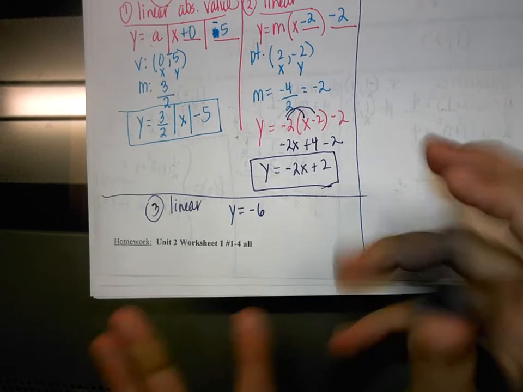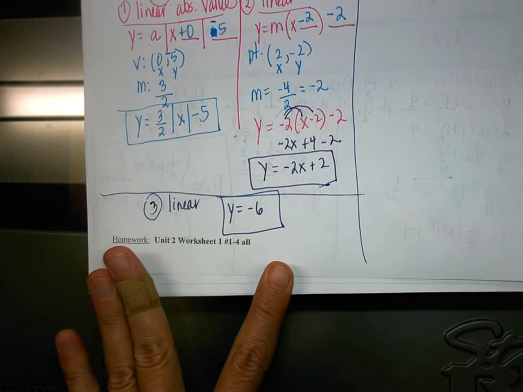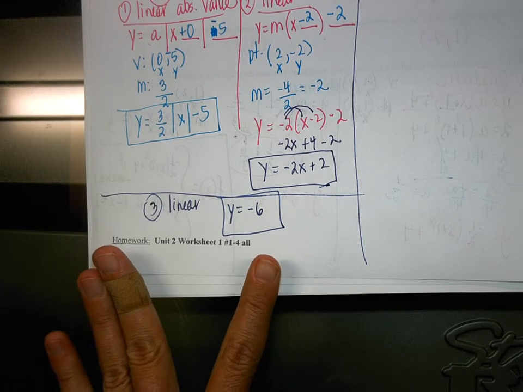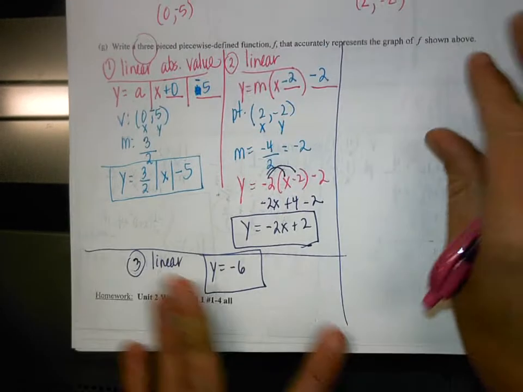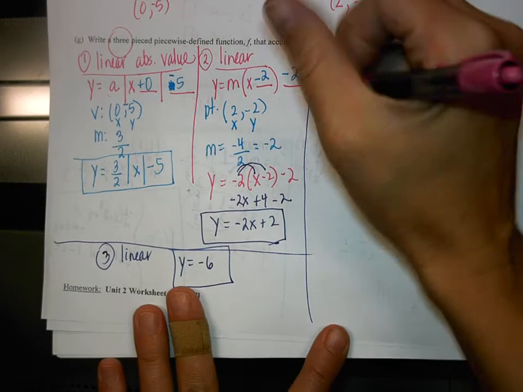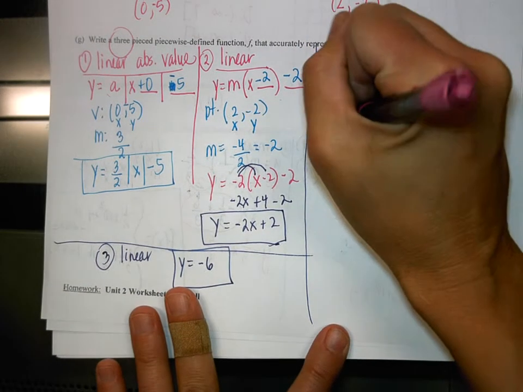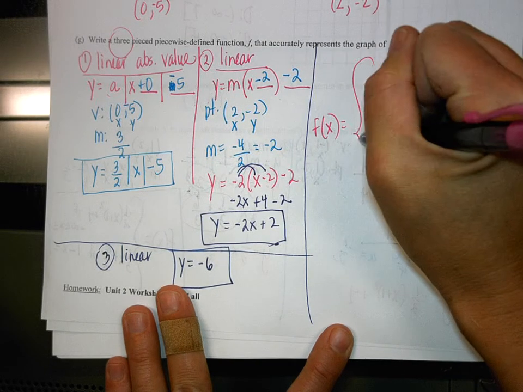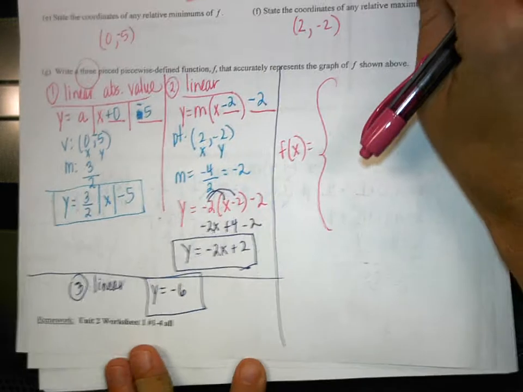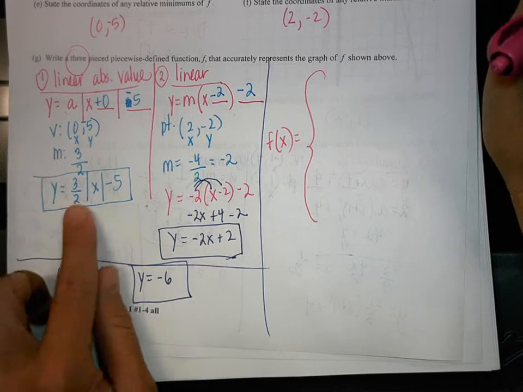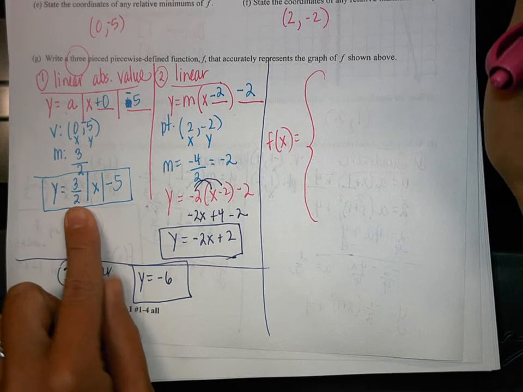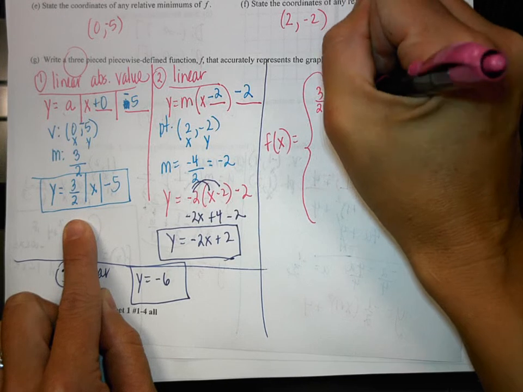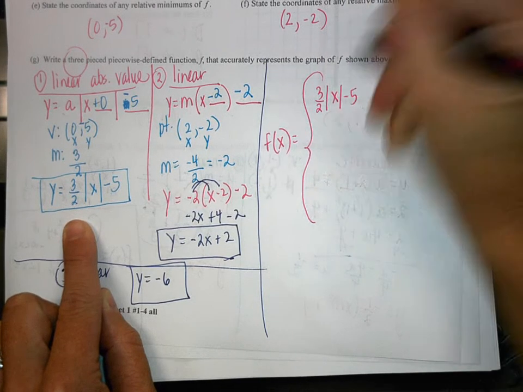So now we are going to write the piecewise defined function. Are you ready? Okay, we're going to go anyways. So we're going to do f of x, because they told us it's f of x, equals, and we're going to make our brace. So our first function, we're going to write that down. So we have 3 over 2, absolute value of x, minus 5.